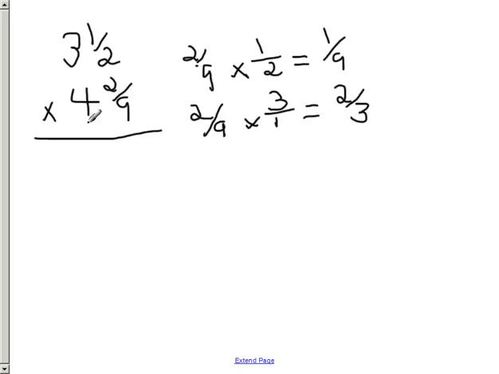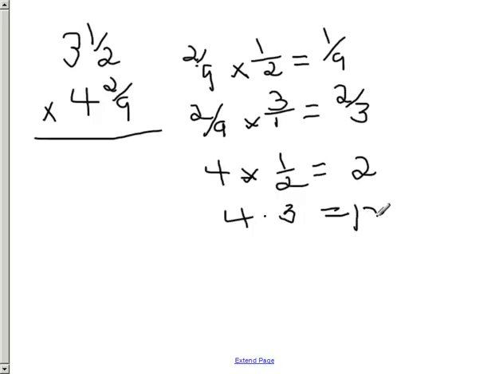Then I'm going to multiply 4 times 1/2 and 4 times 3. I'm distributing 4 to 1/2. 4 times 1 is 4, over 2 is the whole number 2. And finally, I multiply 4 times 3. I'll use my dot there for multiplication, which equals 12. And then I would need to find the sum of these numbers. So I'd be adding 12 plus 2, which I know is 14.